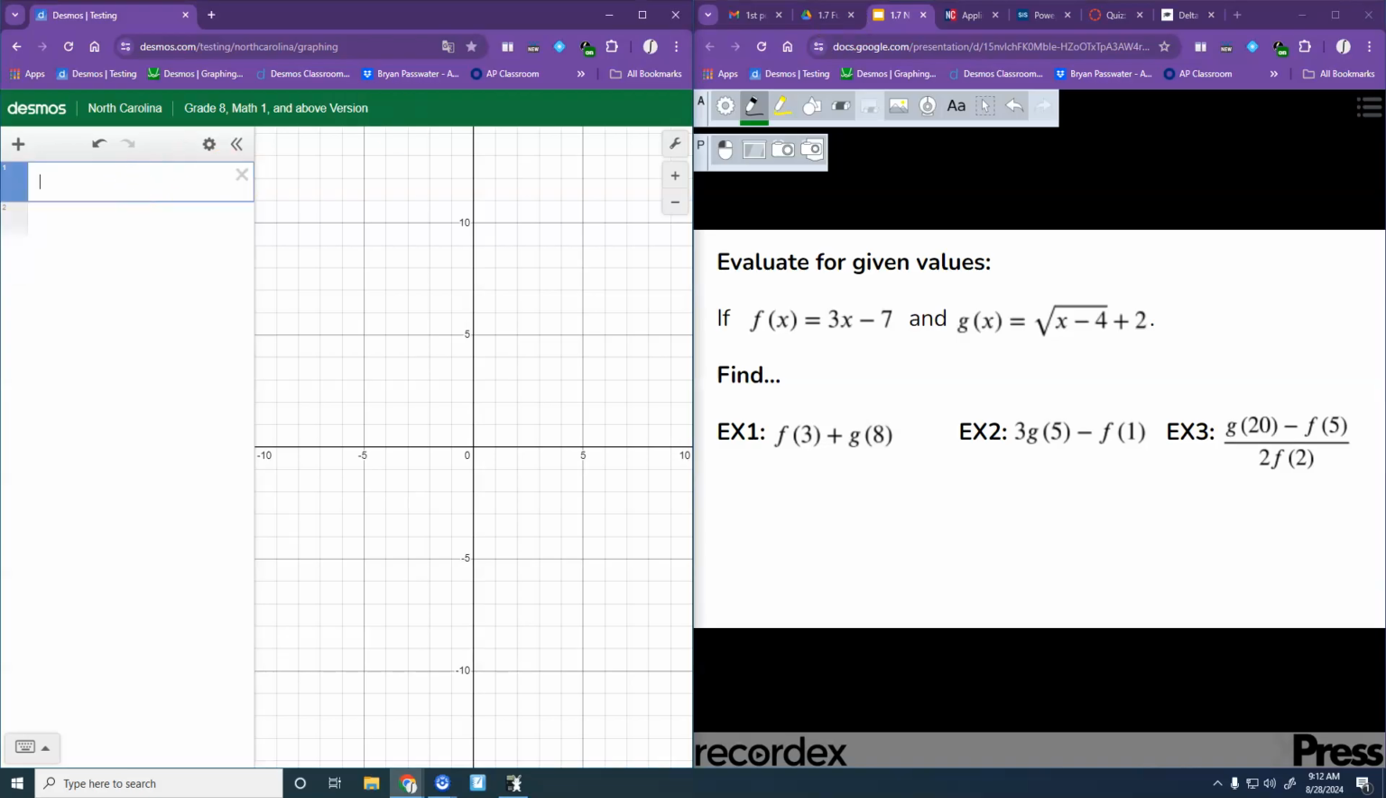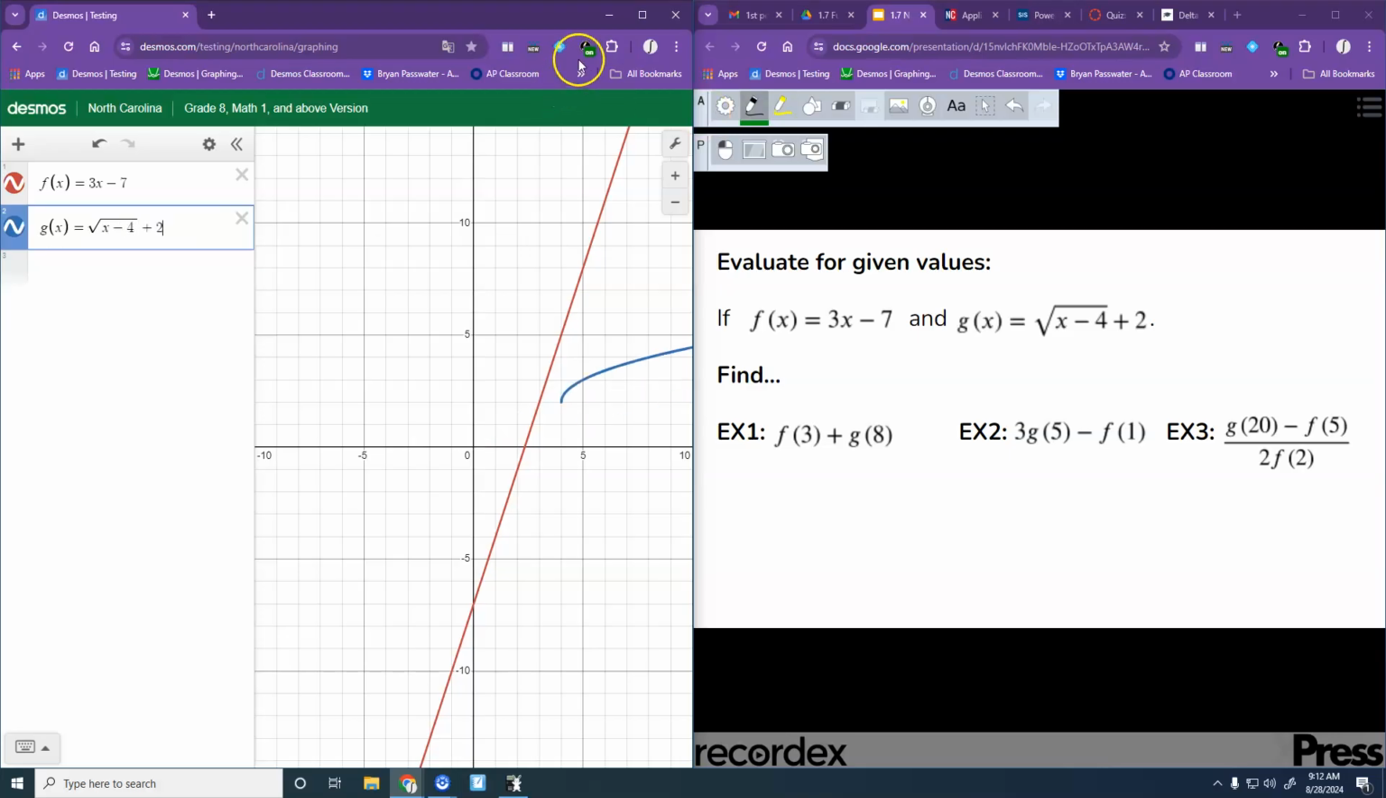Desmos. You are going to type in f of x equals 3x minus 7 on the top line. And you're going to tell it g of x equals square root of x minus 4 plus 2 on that second line. Make sure you got those things plugged in correctly. Now, some students prefer this because there's very little thinking involved if you do it this way. So some of your ears may have perked up and you're like, no thinking, that's for me.